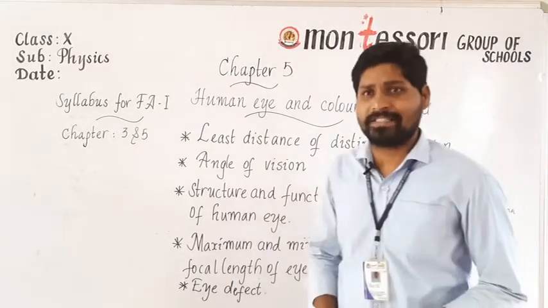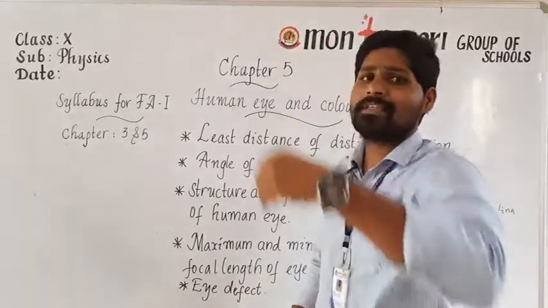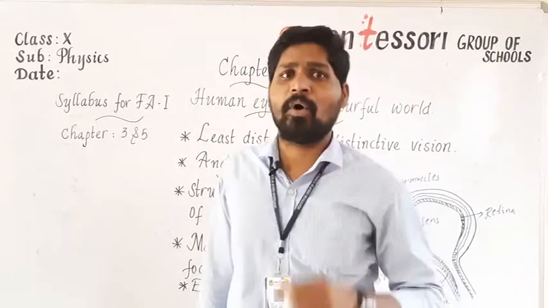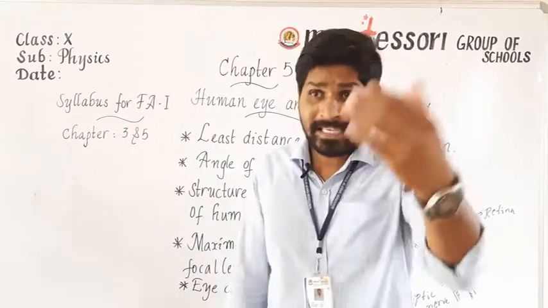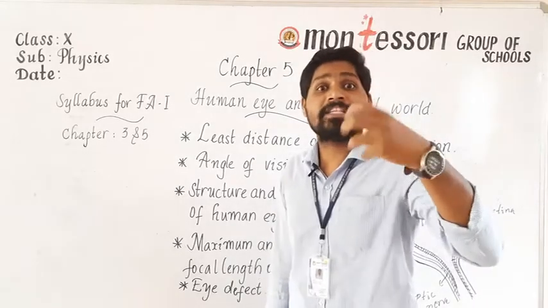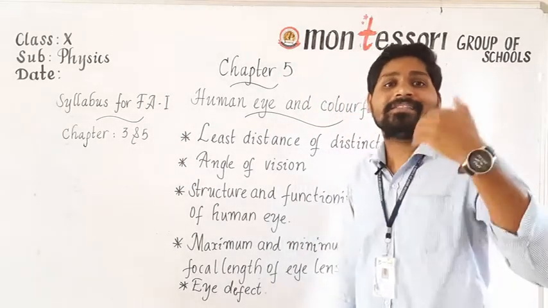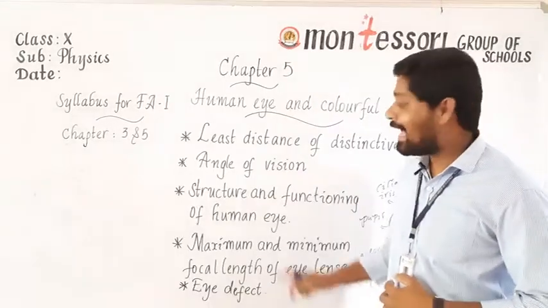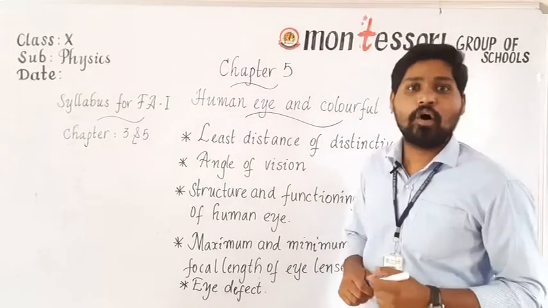Just now we discussed that an object present at a longer distance will appear small in size. The same object, if it moves very close to the eyes, will increase in size. What is the reason behind that? The angle of vision.